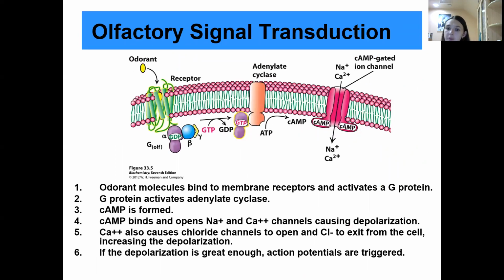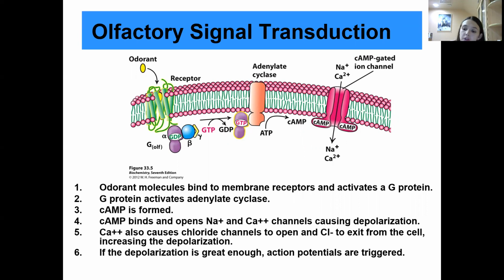Odorant molecules bind to the molecular receptors and activate the G protein system. G protein will activate adenylyl cyclase. As a result, cAMP is formed, which binds and opens sodium, potassium, sodium and calcium ion channels, which will cause depolarization. Calcium also causes chloride channels to open and chloride to exit from the cell, increasing the depolarization. If the depolarization is great enough, an action potential will be triggered.